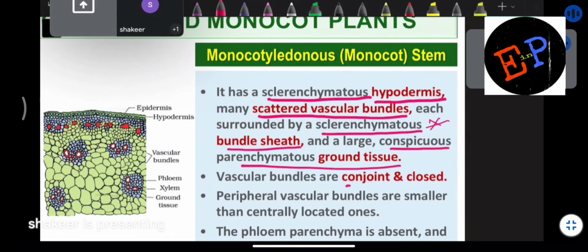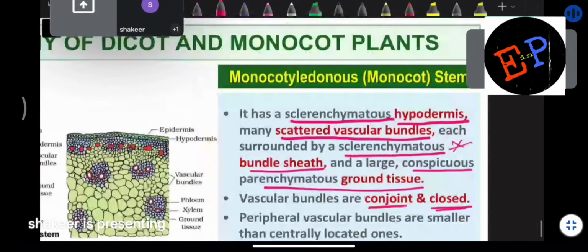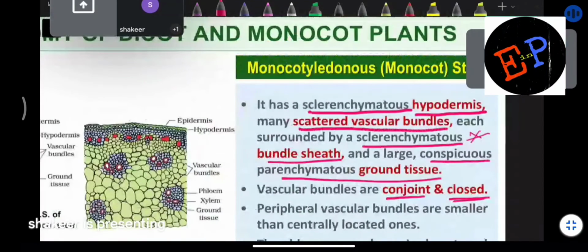Vascular bundles are conjoint and they are closed. Conjoint means, for example, if this is the xylem, above the xylem you can find the phloem. That is called conjoint, and it is closed. Closed means you don't find any cambium between them. Already we have studied that in monocotyledonous stems you don't find any cambium. Peripheral vascular bundles are smaller than centrally located ones.